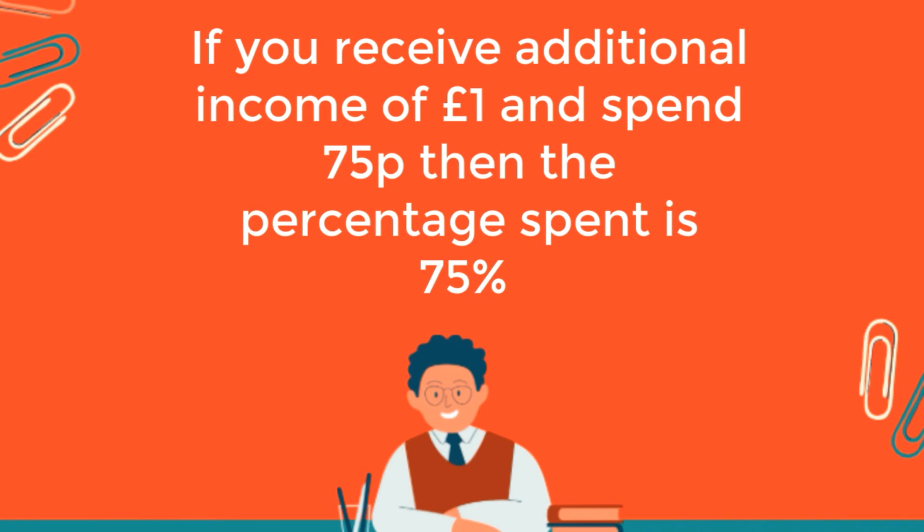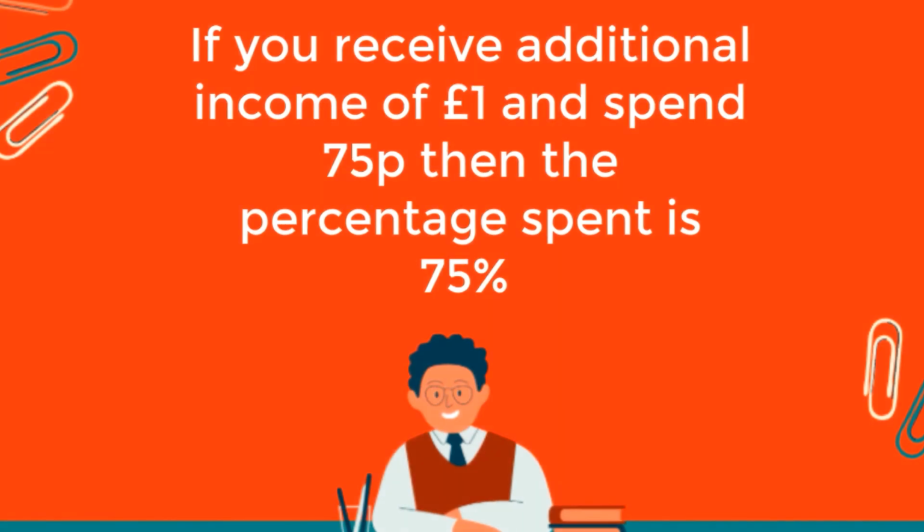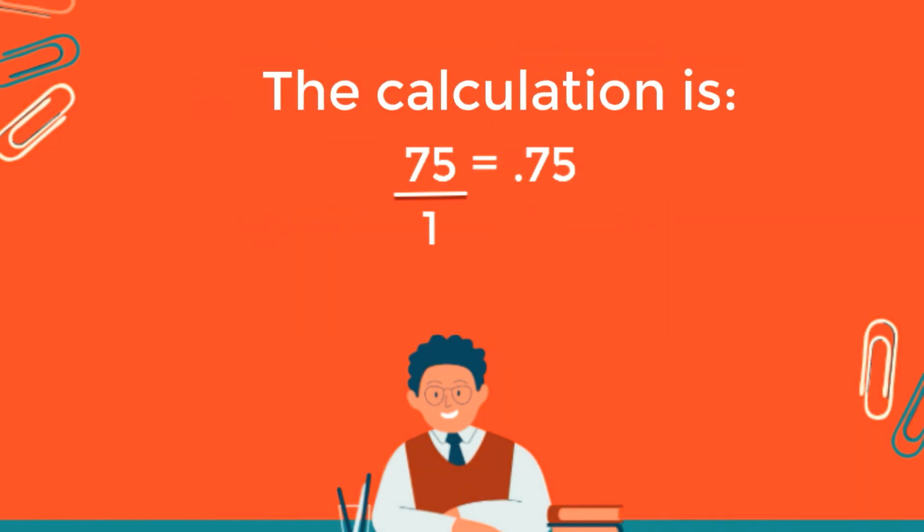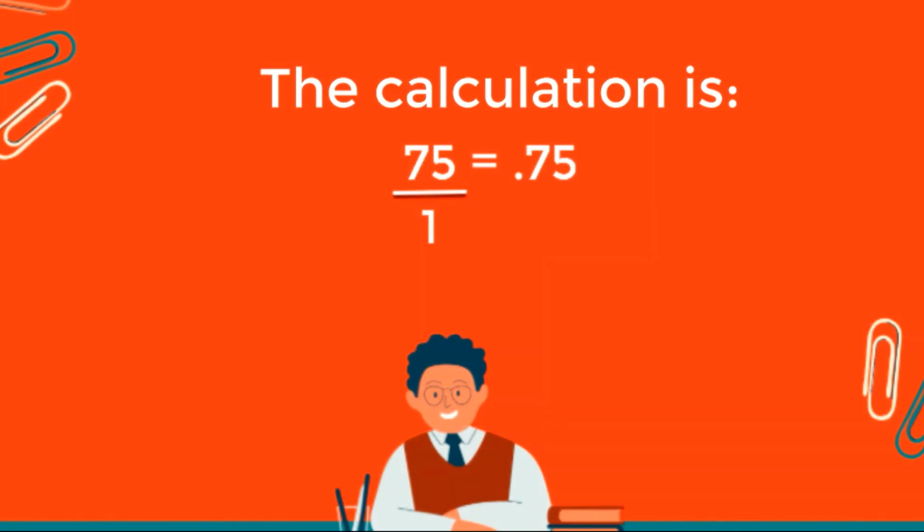To calculate the marginal propensity to consume, we take the percentage of the additional income which is likely to be spent, in this example 75%, and divide it by the additional income, in this example 1, which gives us 75 divided by 1, which equals 0.75. Therefore, the marginal propensity to consume is 0.75, and the marginal propensity to save is 0.25.